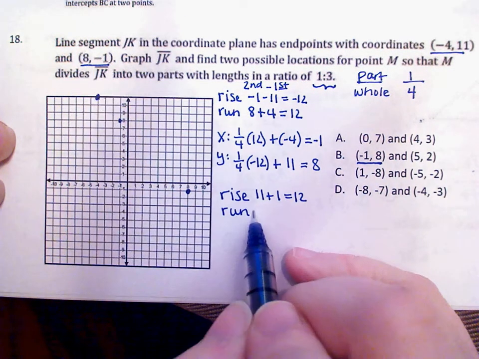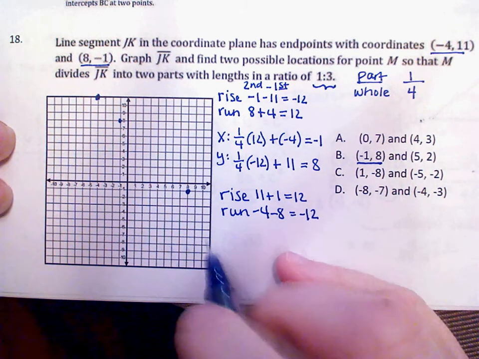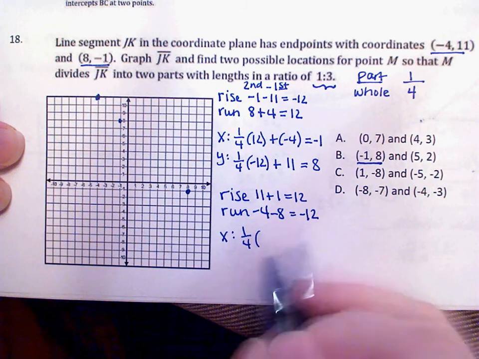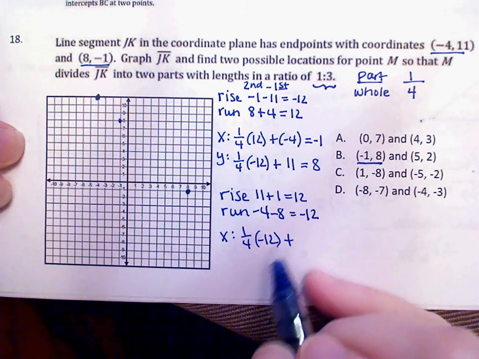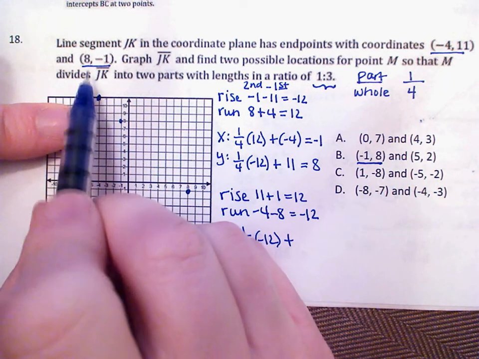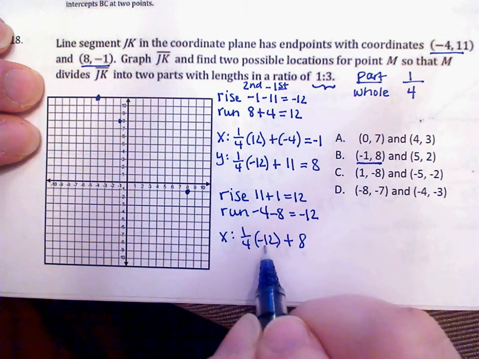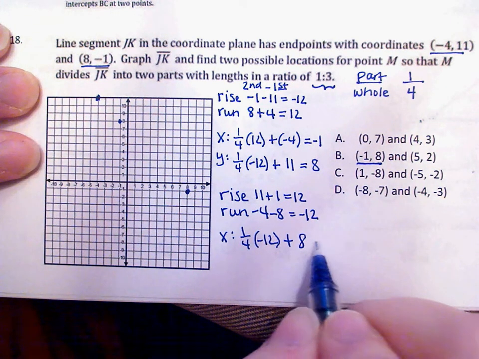I still want 1/4 of that distance, so for my x, I want 1/4 of the run, which is -12. And remember, you're adding that to the x of your first point, and the 8, -1 is now my first point. So I'm adding that to 8. So 4 goes into -12, -3 times. -3 plus 8 is 5.